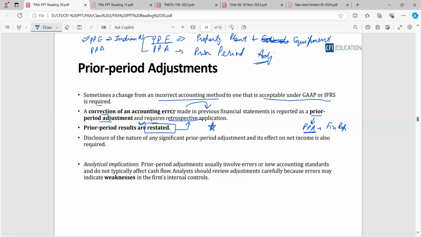Now the disclosure of any significant prior period adjustments and its effect on net income is also required. The word is disclosure. They usually disclose it in a footnote that these are restated. Restated means again our earnings as well as our balance sheet value might be affected. Due to this change, there might be a change in net income. This change in net income will ultimately affect EPS and then our PE ratio.